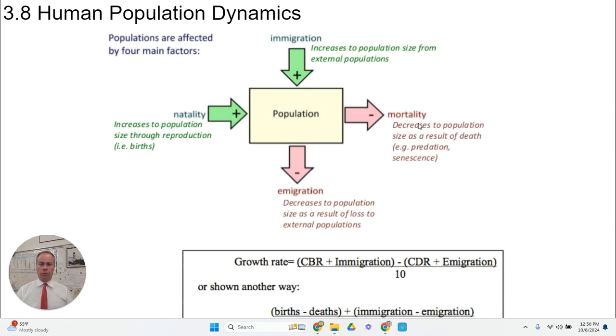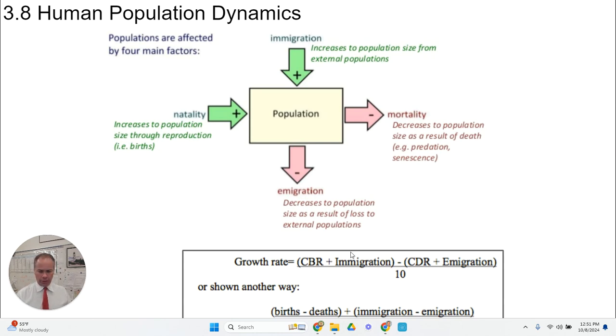If we're interested in the growth rate of a given population, we can calculate it by taking the crude birth rate, the births per 1,000 individuals, plus the number of individuals immigrating into a population per 1,000. Subtract from that the crude death rate and the individuals leaving the population. That will give us a number. And then if we divide that number by 10, it gives us a percent growth rate, because again, these are typically given per 1,000. So if we divide by 10, we get per 100, or a percentage.